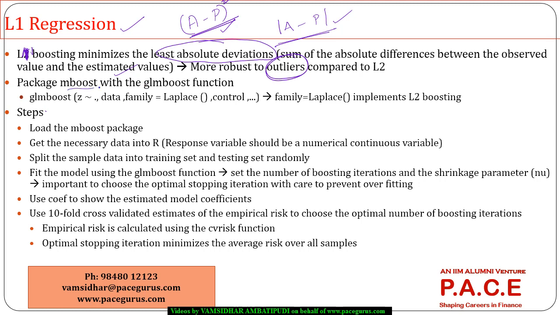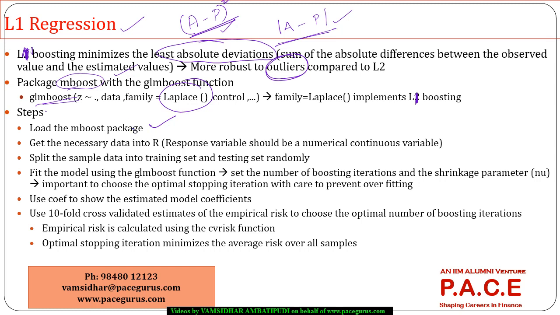We are using the same mboost package. GLM boost is the name of the function. The only thing is that the family is what we are replacing with Laplace. Laplace is an indication of L1 boosting, whereas Gaussian is an indication of L2 boosting. Apart from that, the model is the same.